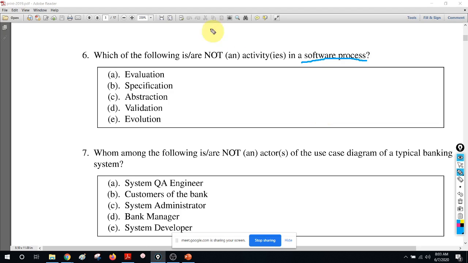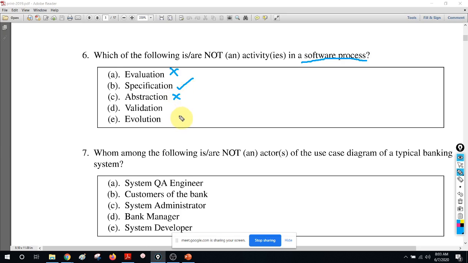Evaluation, what they're asking is not one, right? So there's nothing called evaluation. What we have is what? Evolution. Evaluation means evaluate your thing. That is something like the customer can evaluate your product, right? So that is not a part of the software process, the main process. But yes, specification, analysis is there. Abstraction is an object oriented concept, right? So that is not something like that.